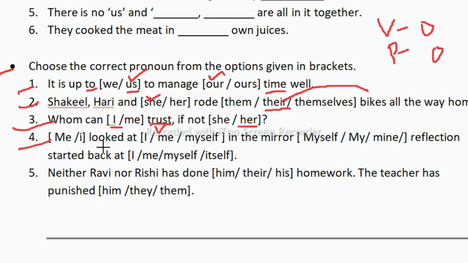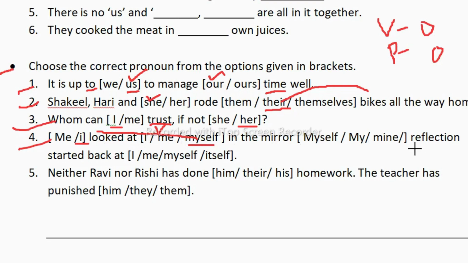Fourth, dash me or I look at. Me is the object, we cannot take the object first, we need to show the subject. So I look at: I, me, myself. I is a subject, and at is a preposition. After preposition objects will follow. So I look at myself, because we are talking about the same person. So myself is reflecting to the I. So here we have to take I, then myself. I look at myself in the mirror, then my reflection.